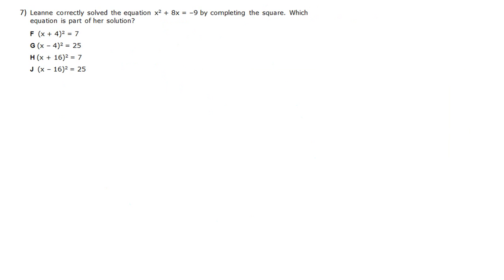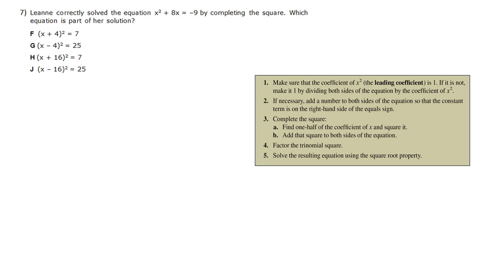So whenever you do completing the square, you gotta have your steps. And this is not given to you on STAAR, so you're gonna have to memorize this. Now the first thing it says is make sure the coefficient of x squared is 1. Do we have that? Yes, we do. Then we have to make sure it's equal to something. It's equal to -9, so we're good. Okay, and we have our x terms by themselves, so that's good.